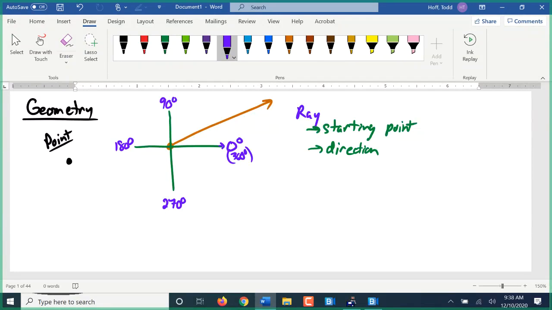So we don't have the means here to measure that direction exactly, but let's say that that is going at 24 degrees is the direction of that ray. So that ray is defined as having this starting point and going in a direction of 24 degrees from 0.